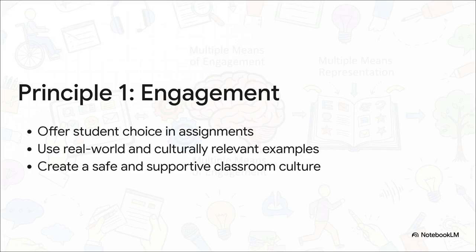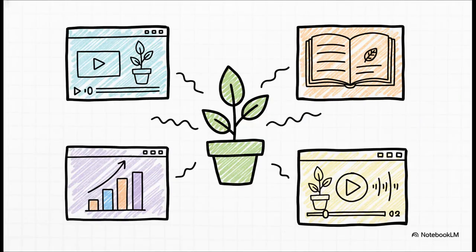So instead of one standard project for everyone, maybe students can choose between writing an essay, creating a podcast, or designing a website. Or maybe everyone does a research paper, but they get to pick a topic that they are personally obsessed with. This gives them a sense of control and purpose, and it makes the learning feel relevant and, actually, empowering. Next, we have representation, the what of learning.